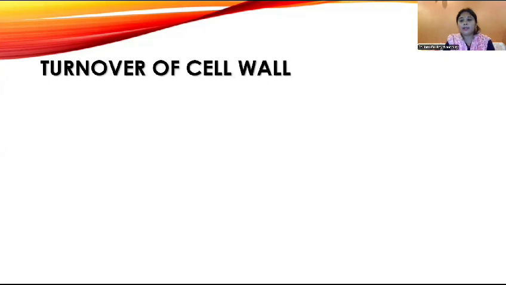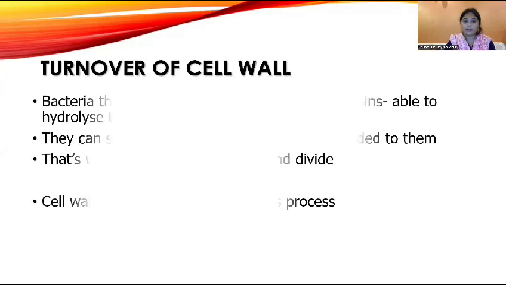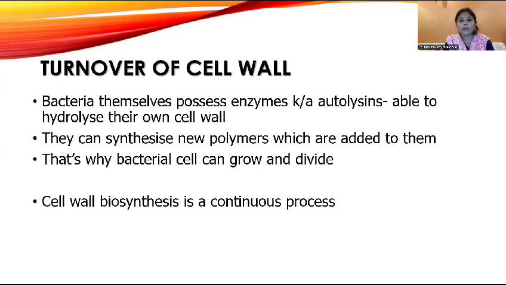Now coming to the turnover of the cell wall. There is always lysis of one layer and then synthesis of a new layer. So the cell wall biosynthesis is a continuous process. Bacteria themselves possess enzymes known as autolysins which are able to hydrolyze their own cell wall. They can synthesize new polymers which are added to them. That's why bacterial cell can grow and divide.